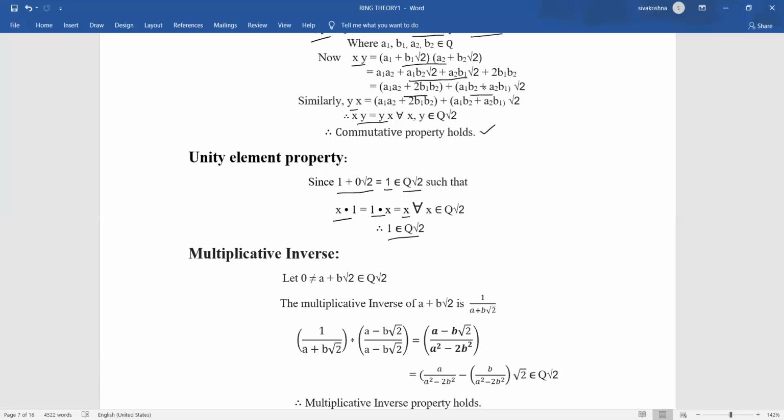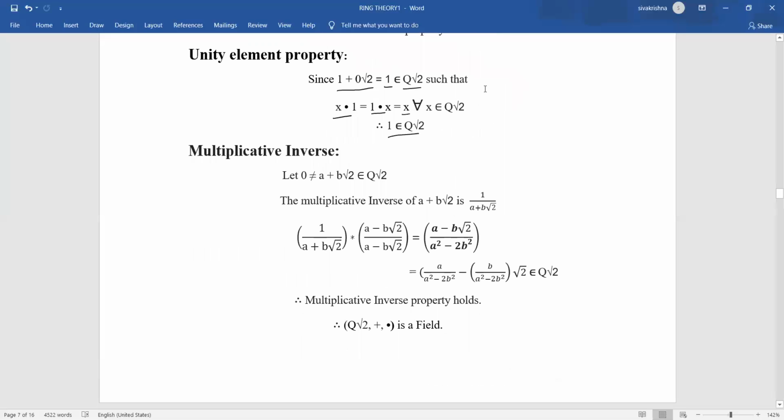And finally, we have to prove the multiplicative inverse property. For this, we have to consider a non-zero element in our set. So I am writing 0 not equal to a plus b root 2 in Q root 2. The multiplicative inverse of a plus b root 2 is 1 by a plus b root 2. If you want to write the multiplicative inverse for 2, we write 1 by 2. Similarly for 3 it is 1 by 3. In the same way, the multiplicative inverse for a plus b root 2 is 1 by a plus b root 2.